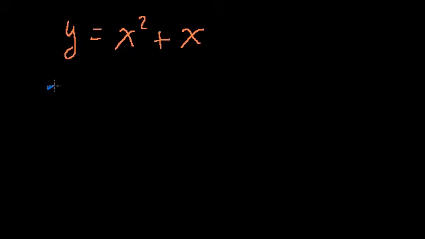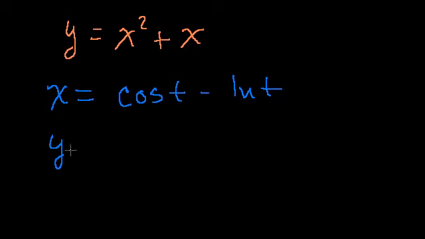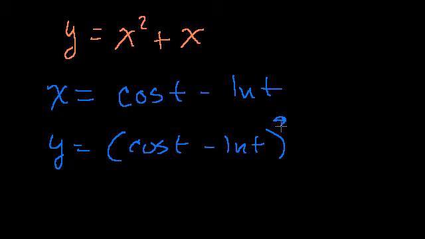I could say x is, when I have y defined explicitly in terms of x like this, I can make x anything in terms of t. I could say it's cosine of t minus the natural log of t. I just made that up. That's just a random thing. But then if x is this, then y is going to be equal to, I just substitute this back in, cosine of t minus ln of t, squared, plus cosine of t minus ln of t. And we're done. We just converted this into a set of parametric equations.